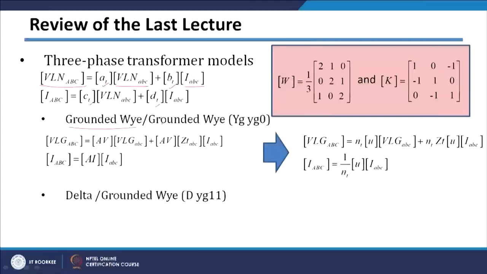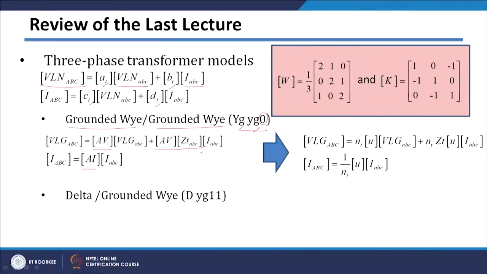The first configuration we considered was grounded Y by grounded Y connection. Both the LV side and the HV side are Y connected, and both sides are grounded, and it is a 0 connection, so there is no phase shift between primary and secondary quantities. So, the vector group is YG 0, and for that we have derived the ABCD parameters: this is your A parameter, AV multiplied by ZT ABC is the B parameter, and this is your D parameter. The C parameter is actually 0 0 0 here.